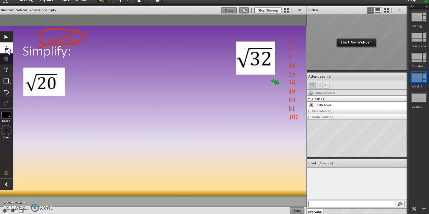And so I need to figure out the biggest perfect square that will go into 20. And so 20 occurs right here. And so I'm going to go up.